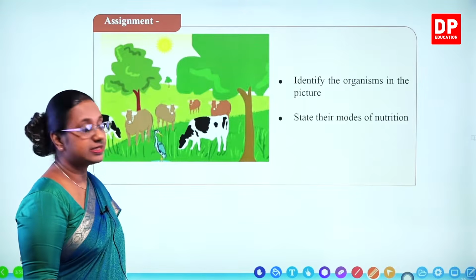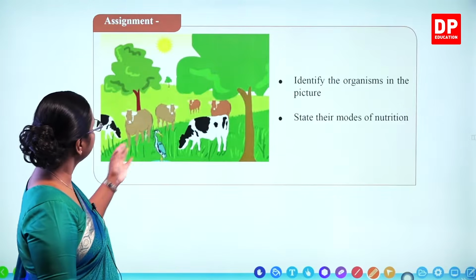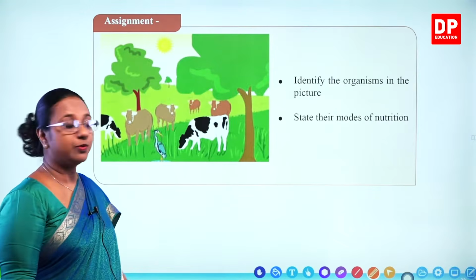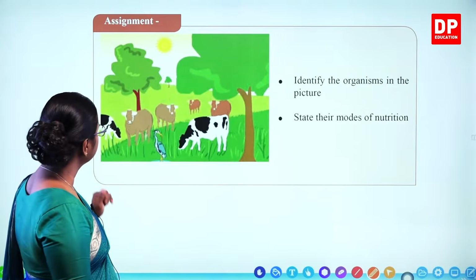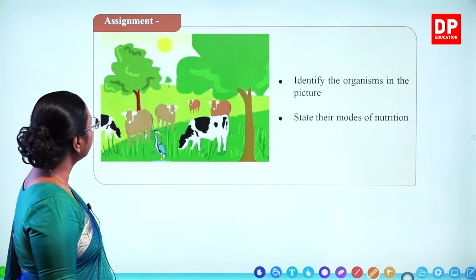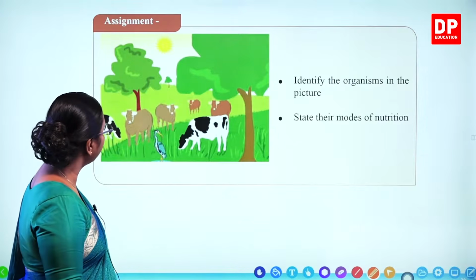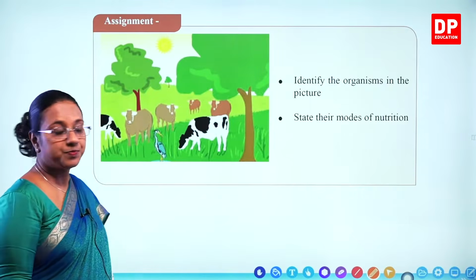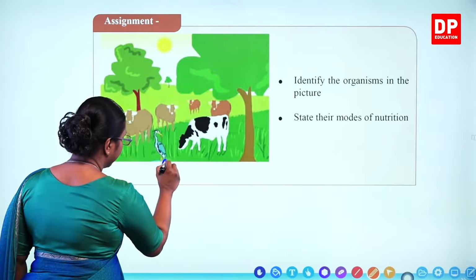Identify the organisms in the picture. So here you can see it's a grass meadow with plants, tall trees there, and you can see the sun, and there are two main types of animals. You can see the cow and the bird. I will note down the animals and the plants.